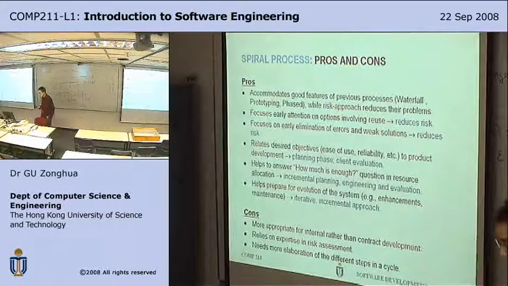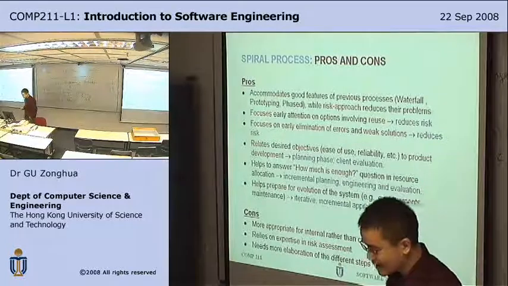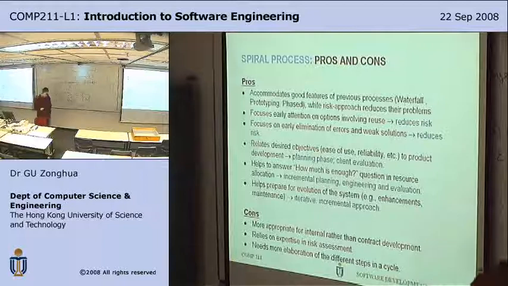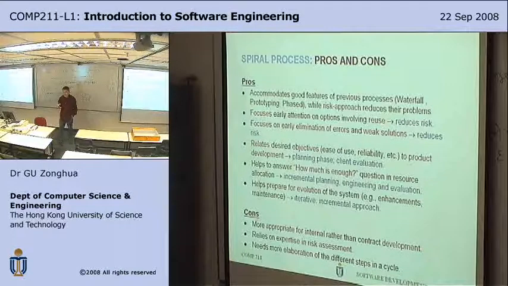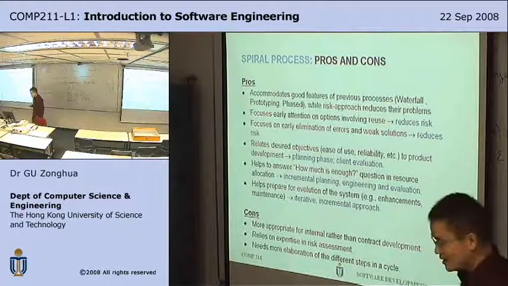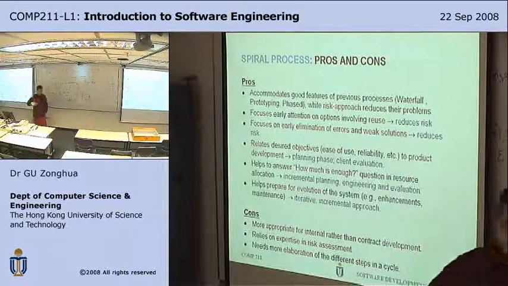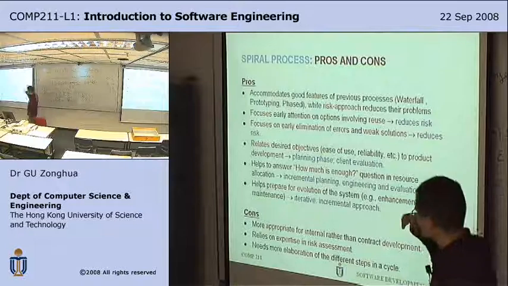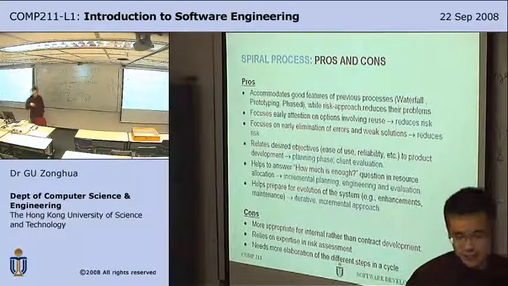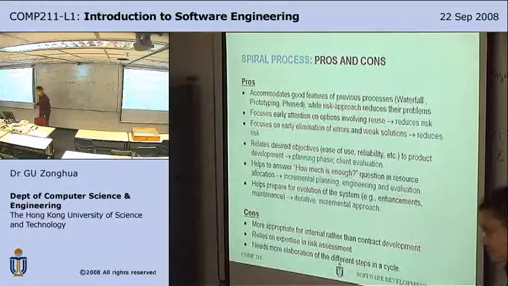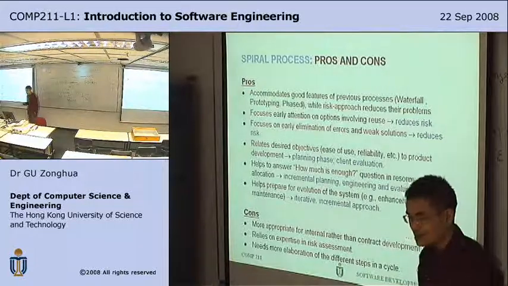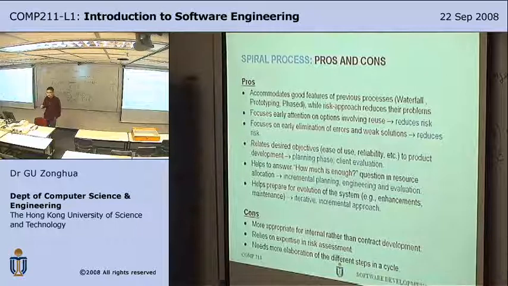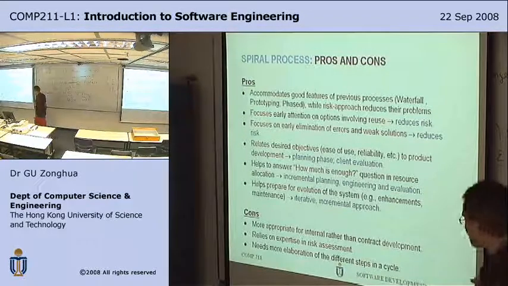So the cons are that it's more appropriate for internal rather than contract development. Why? Because for contract development, you need to sign a contract. Therefore, the client says, this is what I want, 1, 2, 3, 4. And then if you deliver these things, I'll pay you, right? But for the spiral process, you are involving the client continuously in the procedure. Perhaps the requirements are not fixed very early. So it is easy to get client approval if it's an internal project within the company.